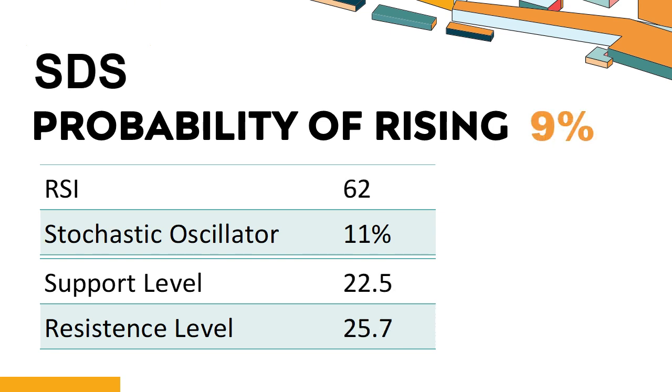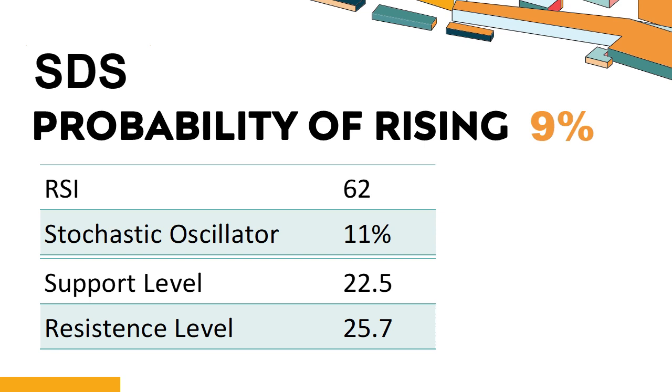How have technical indicators fared for SDS in recent months? Technical signals and analysis. SDS's 14-day relative strength index, RSI, value was 62. When the RSI is between 50 and 70, it generally indicates that the stock is moderately bullish.